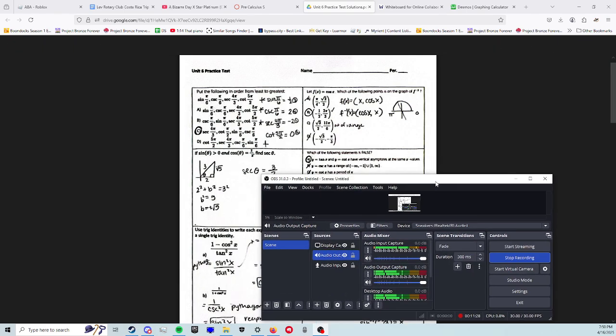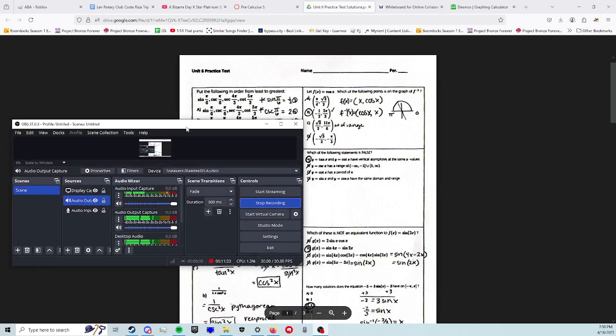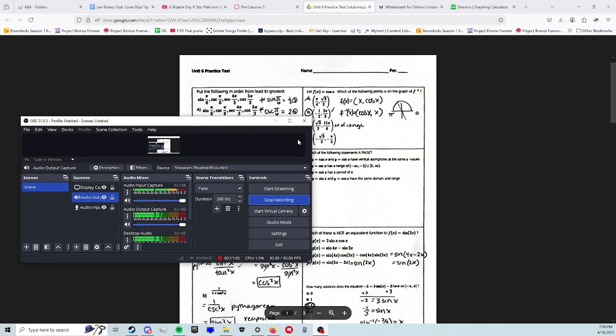Next, we're moving on to 4. Which of the following statements is false? A: y equals tan x and y equals cotangent x have vertical asymptotes at the same x values. B: y equals cosecant has a range of negative infinity to negative 1, and then 1 to infinity. C: y equals cotangent has a period of pi. D: y equals sine x and y equals cosine x have the same domain and range.